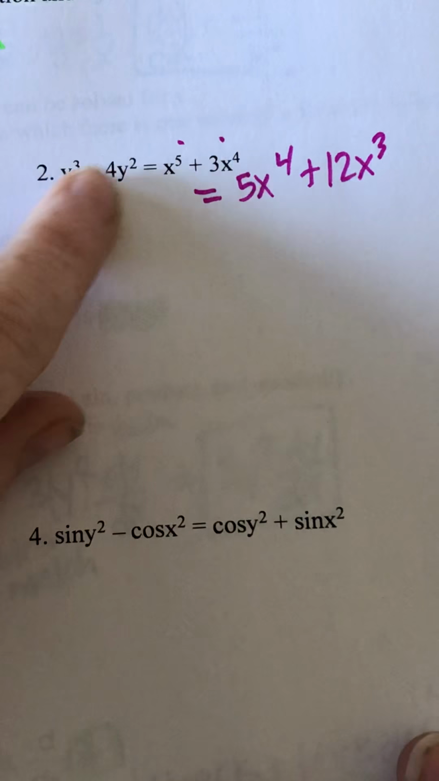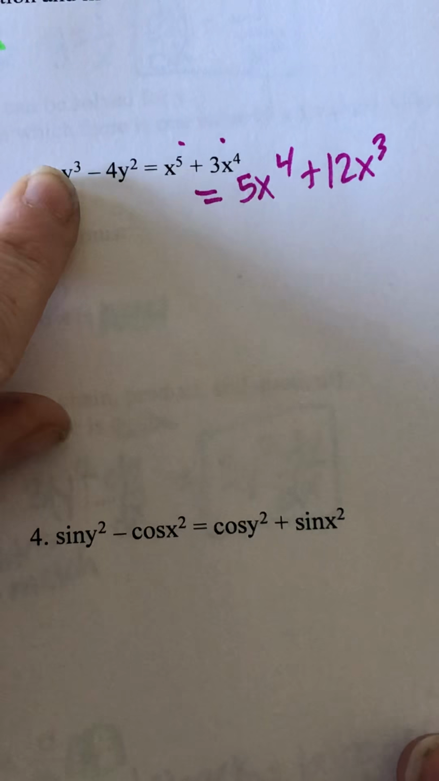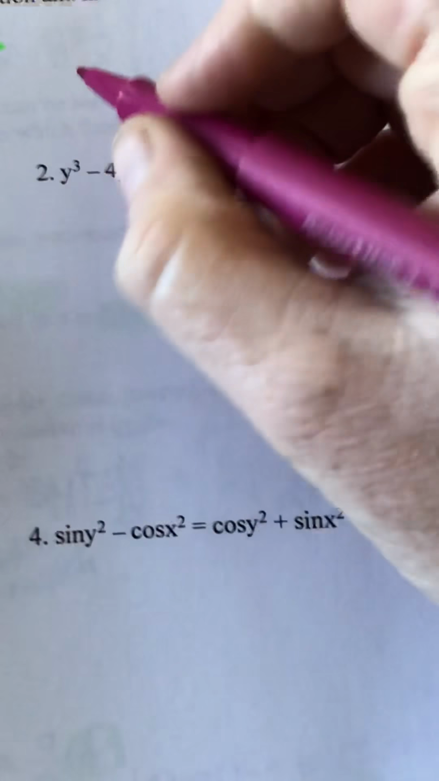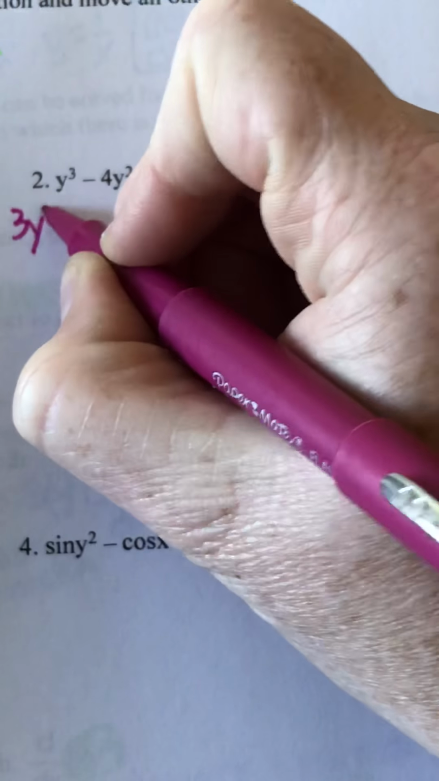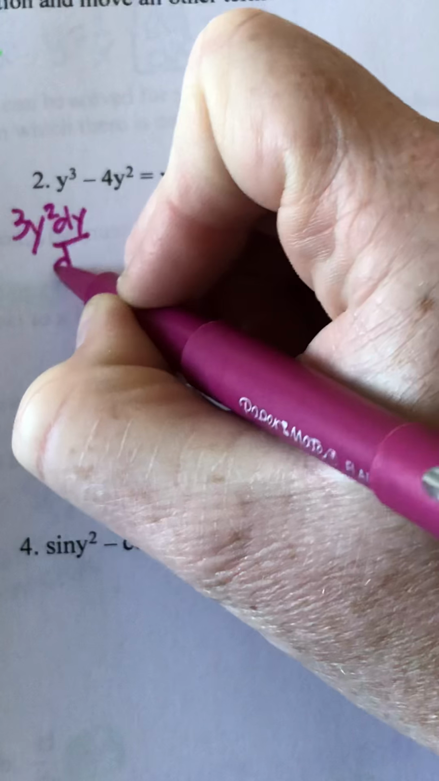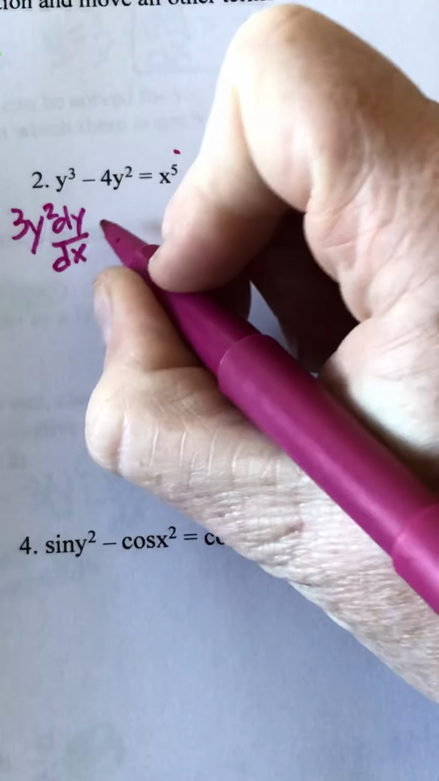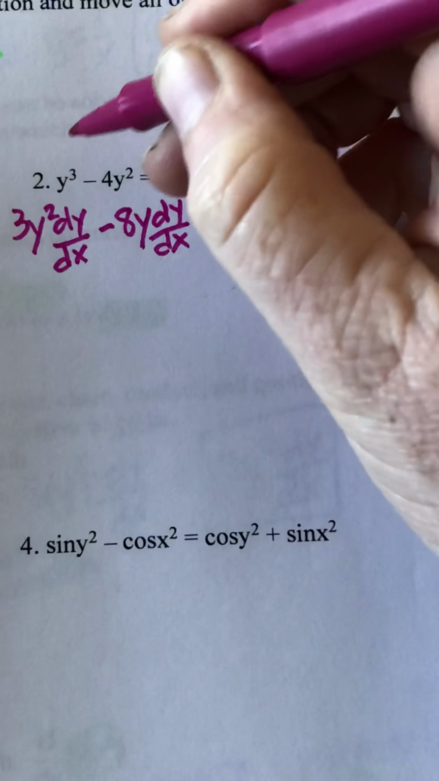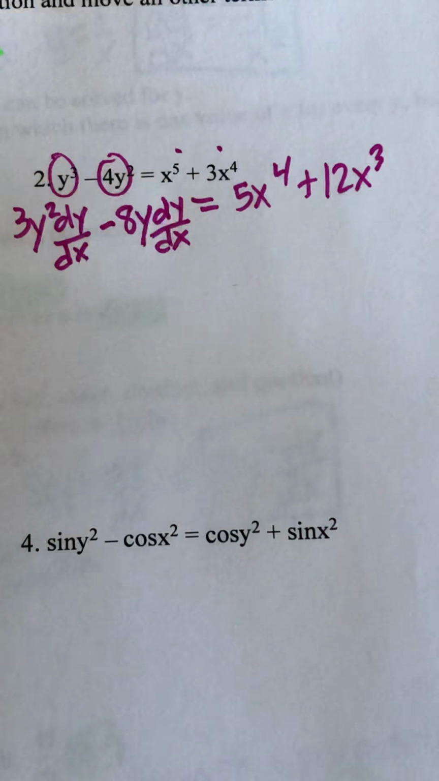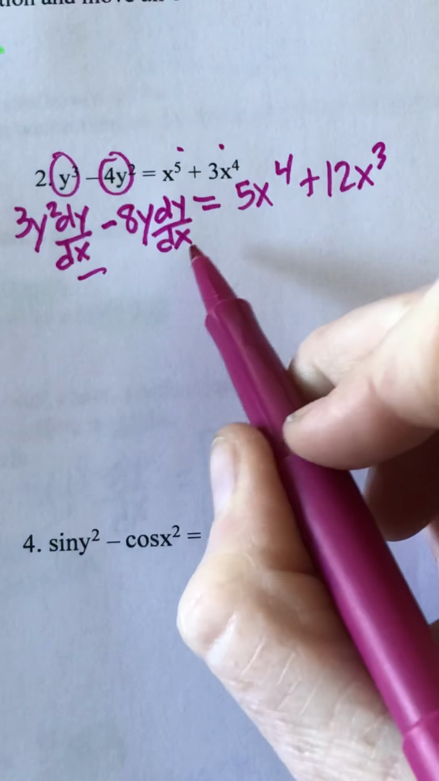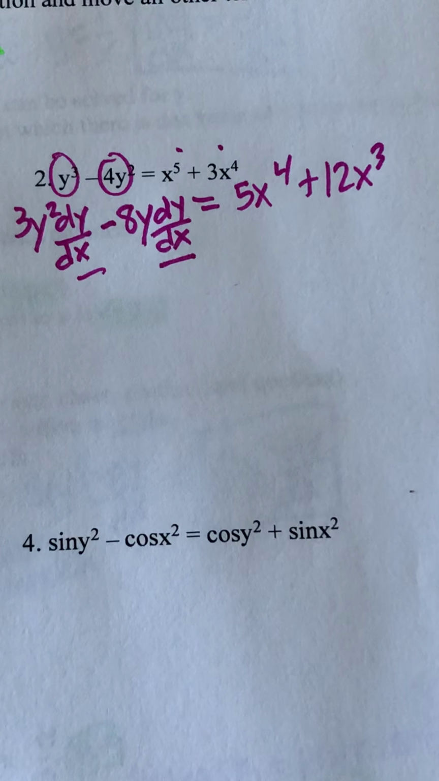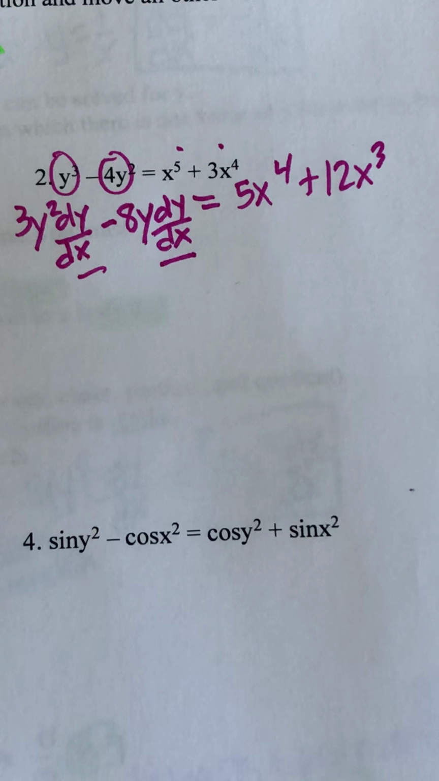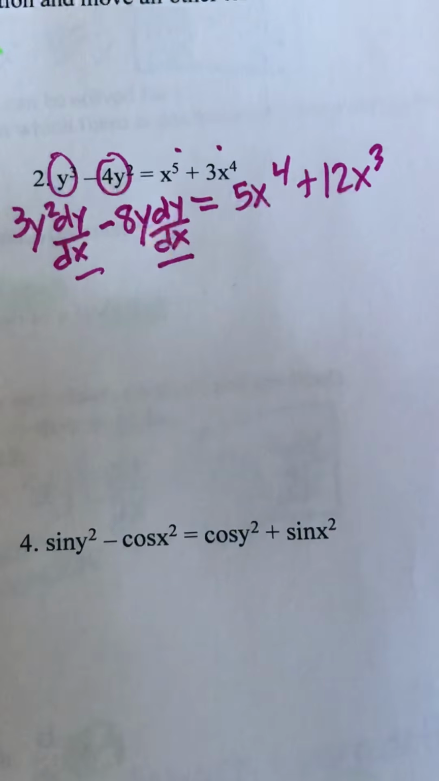On the left side, though, these are y's. They're not the same variables. So once I take the derivative, I'm going to add on dy/dx. So for y to the third, that'll be 3y squared dy/dx. Minus 8y dy/dx. So if there's a y somewhere, it needs to have a dy/dx added onto it once you take the derivative. That's really all you have to do. Now, step 1 is done.